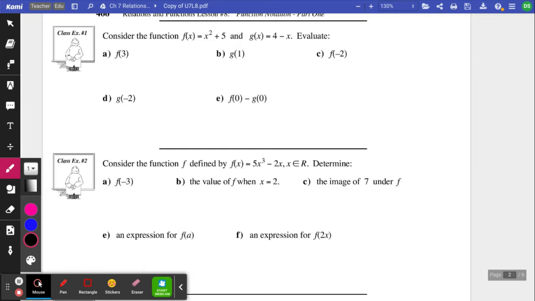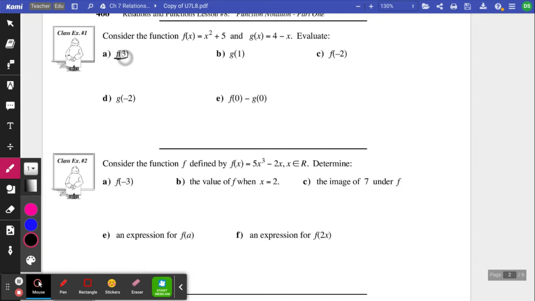So according to this little example here, this says whatever the input is, square it, and then add 5 to it anytime. Okay? If we're talking about the F machine, all we have to do is take the input, square it, and add 5, because they tell you by definition this particular f machine is x squared plus 5.